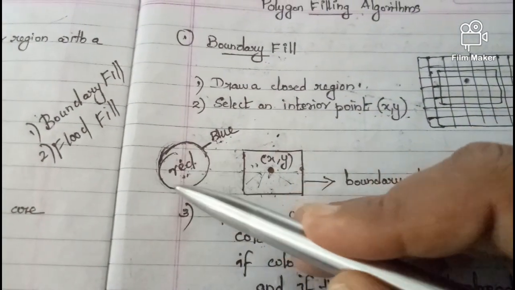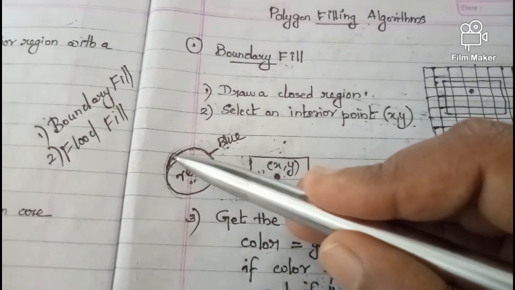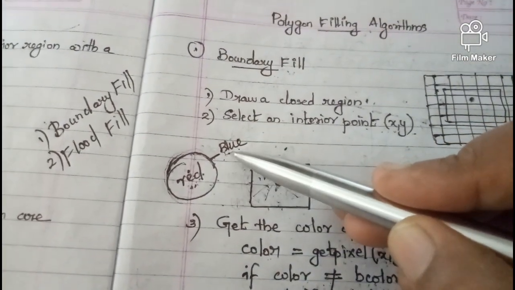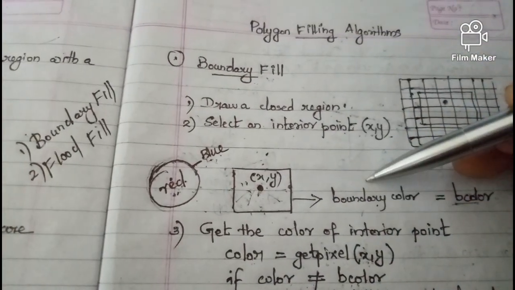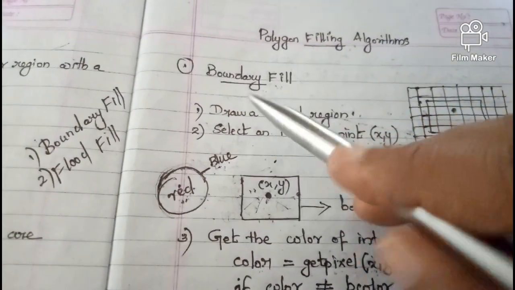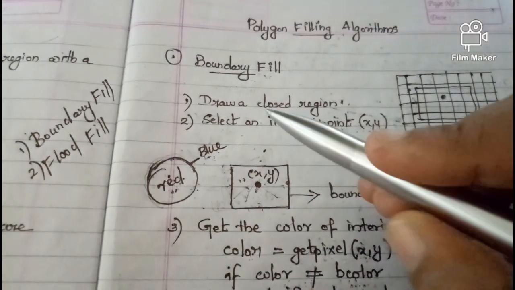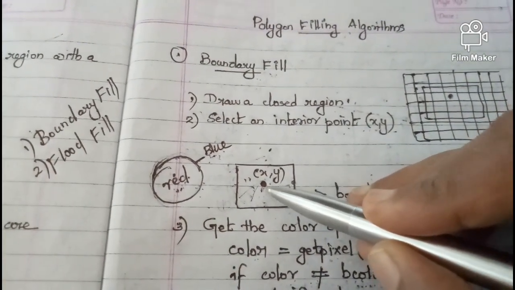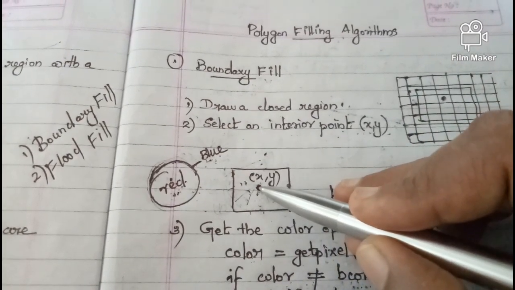So let me draw this figure like this. So I have drawn a closed figure. We're using which color? Using a blue color. Now this blue is the color of the boundary. So I have used a color to draw this figure. Now what do I have to do? Now select an interior point. Interior point means any point which lies inside the region is called an interior point.